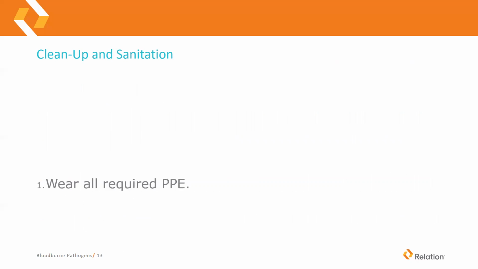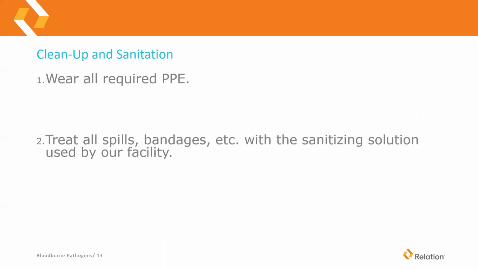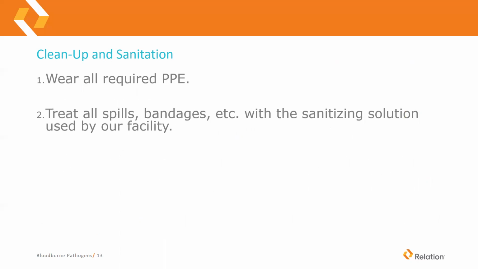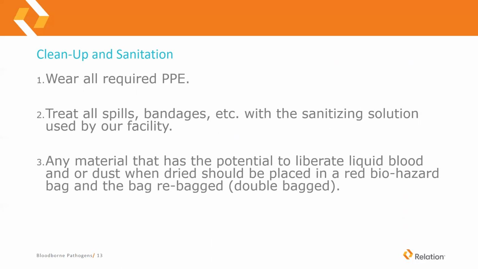Cleanup and sanitation. When we're cleaning up blood or body fluids, we always wear our required PPE. Treat all spills, bandages, gauze, paper towels, etc., with the sanitizing solution used by your facility. Any material that has the potential to liberate liquid blood and/or dust when dried should be placed in a red biohazard bag, and the bag should be rebagged. So we're talking about double bagging here. Typically, these are red bags.